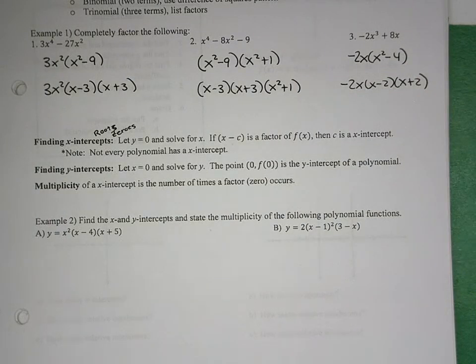So example 2 here, we're finding x- and y-intercepts and stating the multiplicity. We'll walk through the first one together. And then my recommendation is to pause the video, walk through that second one on your own, restart it either when you are stuck and need an explanation, or when you think you have an answer and are ready to double check that answer and potentially hear an explanation if you got part of it wrong. Okay? But let's go ahead and do A together.